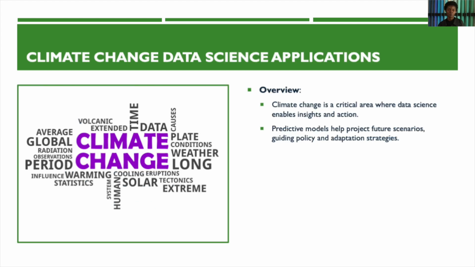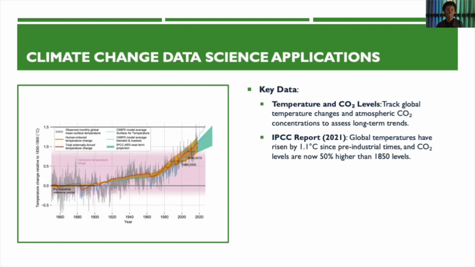Climate change. Data science applications. Climate change is one of the most urgent issues of our time, and data science plays a crucial role in understanding and addressing it. By analyzing historical data on global temperatures and CO2 levels, we can track changes over time and predict future scenarios. The Intergovernmental Panel on Climate Change, IPCC, reports that global temperatures have risen by 1.1 degrees since pre-industrial times, and CO2 levels are now 50% higher than in 1850. This kind of data enables scientists and policymakers to make informed decisions about climate mitigation and adaptation strategies.